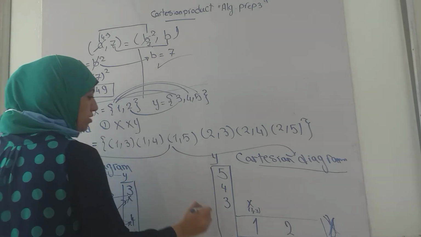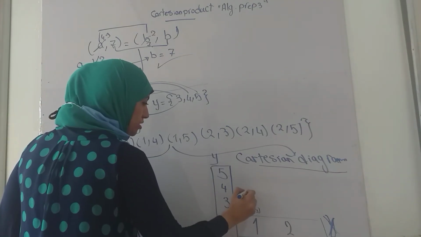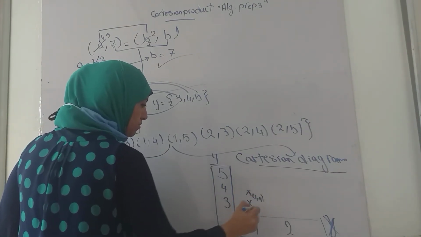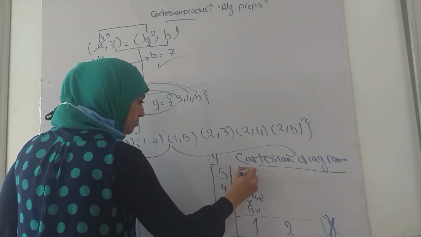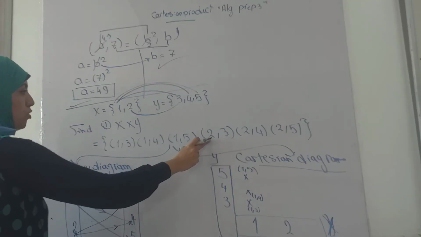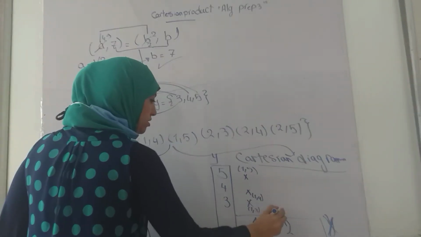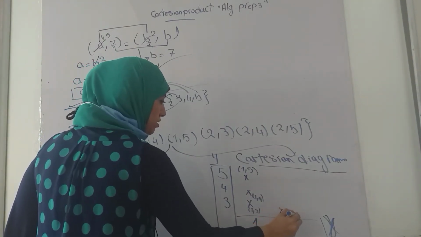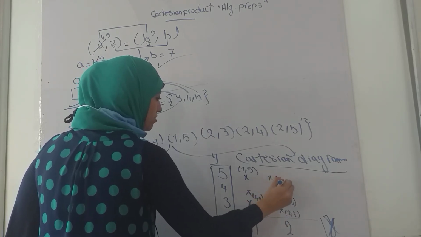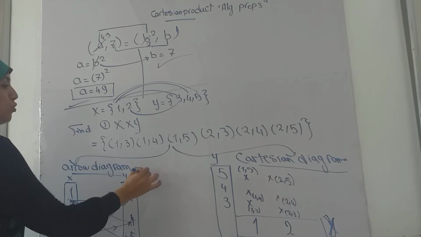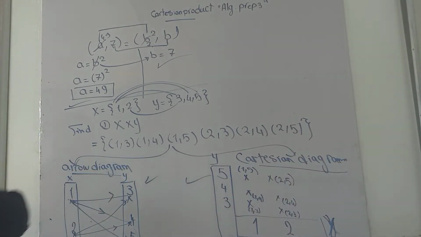The other is (1, 4): 1, up to 4. Then (1, 5): 1, up to 5. And then 2 and 3, 2 and 4, 2 and 5. These are the two ways of representing the Cartesian product.